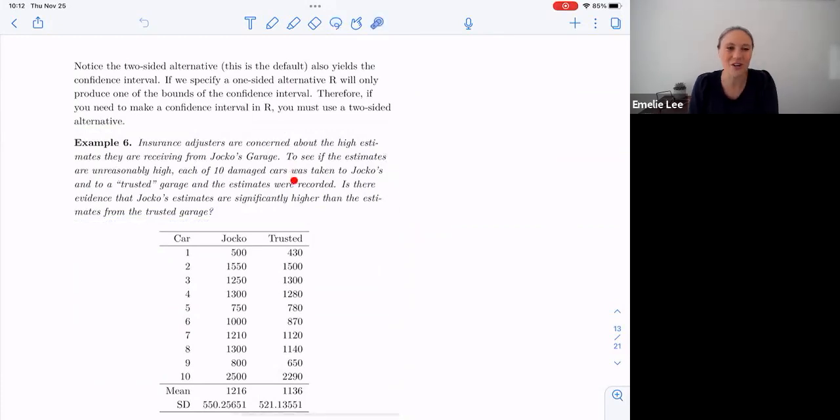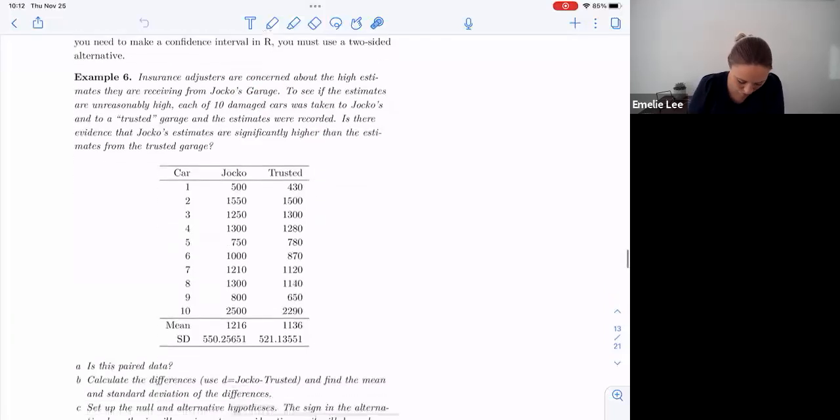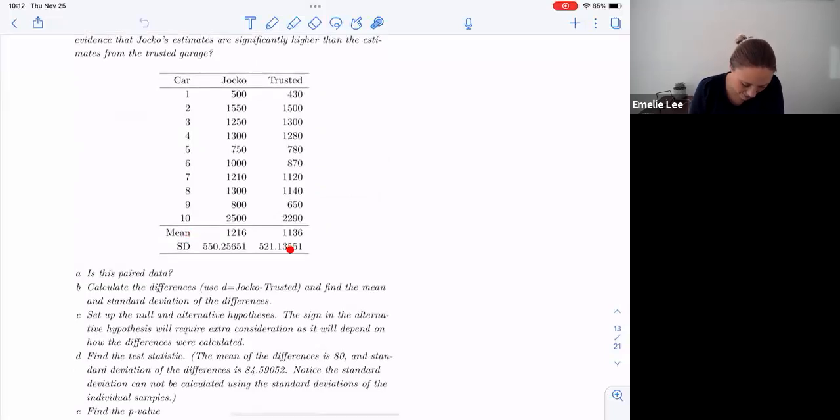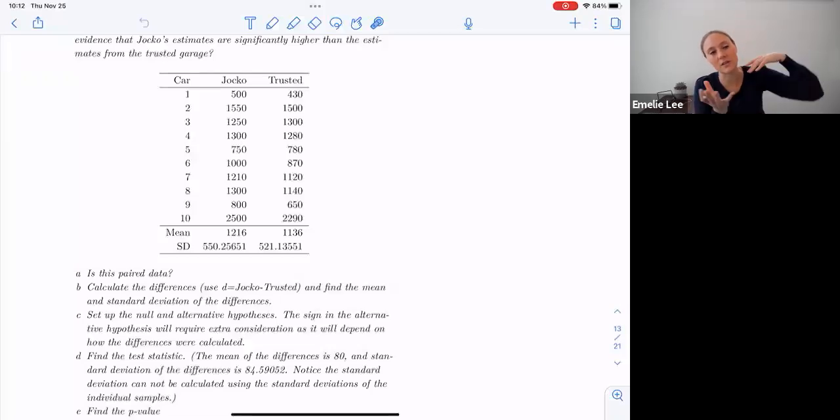So I love the Jocko's Garage example, but I just want to read the example, and then you can work through the mean and the standard deviations, and you can work through the problem. Don't worry, I actually give you the mean of the differences and the standard deviation of the differences. One thing that throws people off is that the difference in the means is going to be the mean difference, okay? That's not true for the standard deviation because it's looking at the standard deviation of the differences. So you don't want to just calculate across.